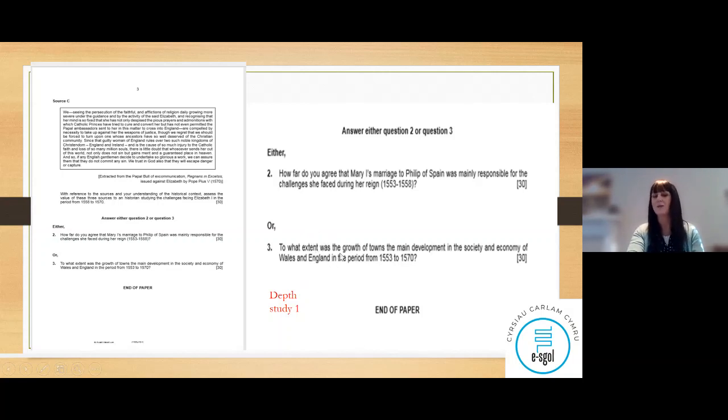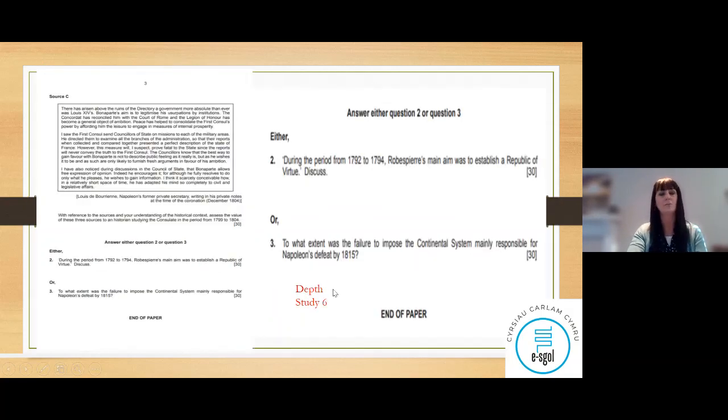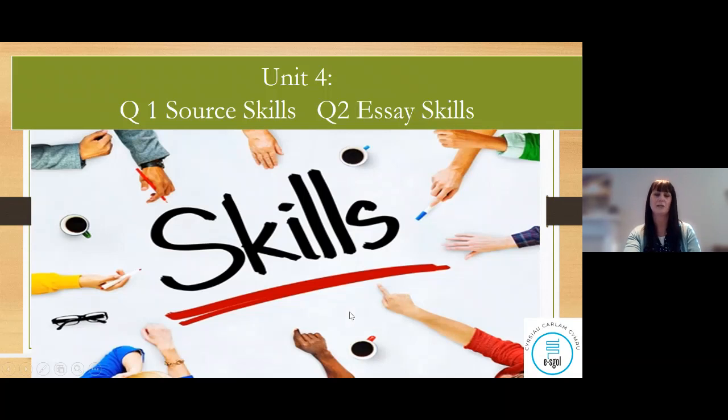Now we'll be looking at the stems next lesson, okay, but I just want to give you an idea of how it would look on the paper. So this is Depth Study 6 zoomed in again. So we have question 2, which is a discuss question, and question 3, which is another to what extent. Okay, so we'll be doing more work, as I say, next week on the essays, but you're fully aware now that for question 1 we do the source skills, and for question 2 we do essay skills.